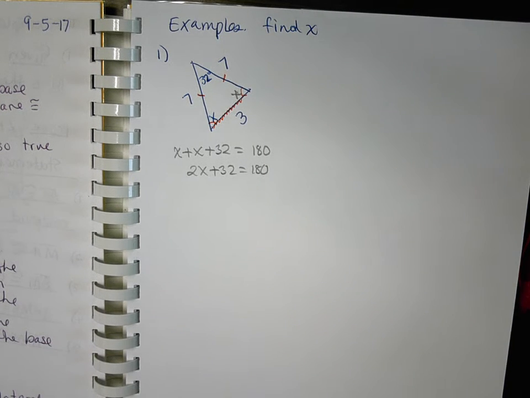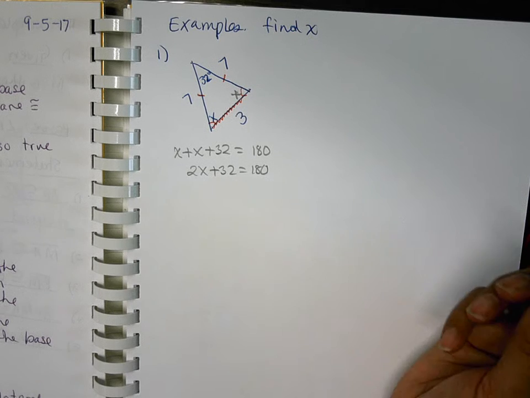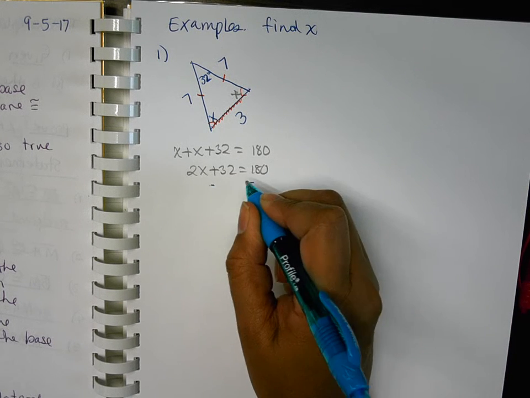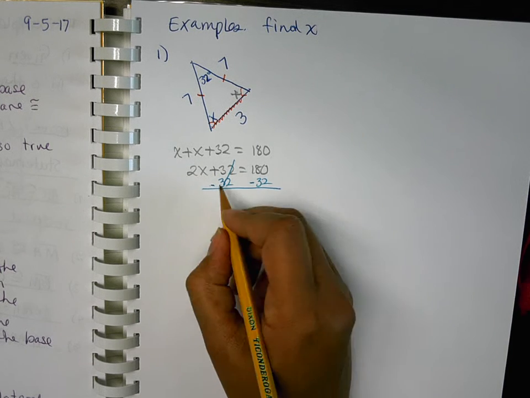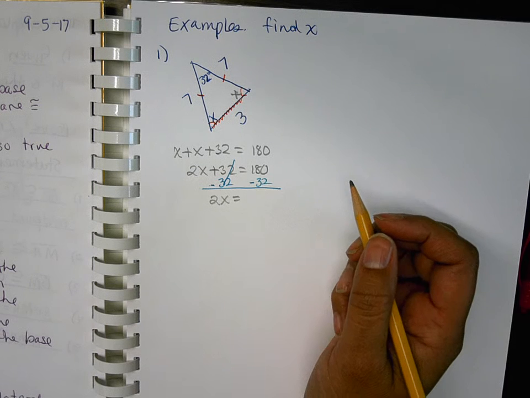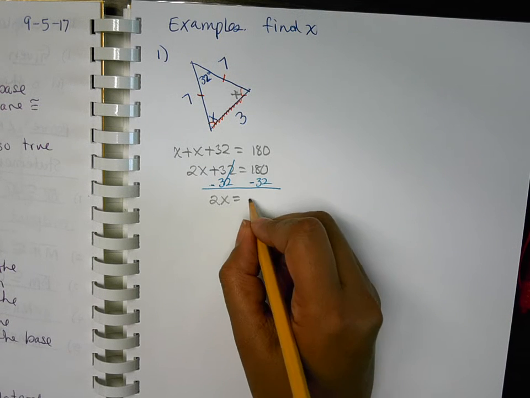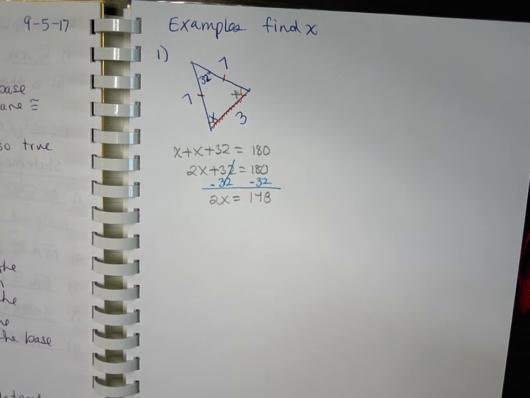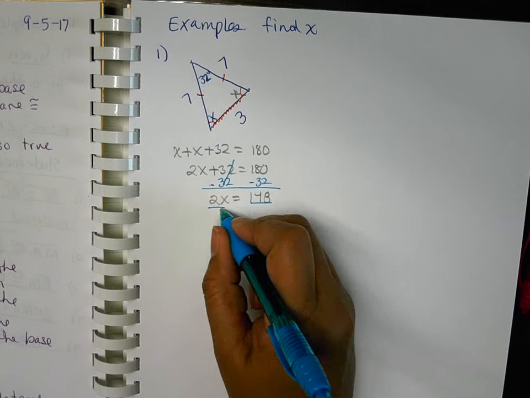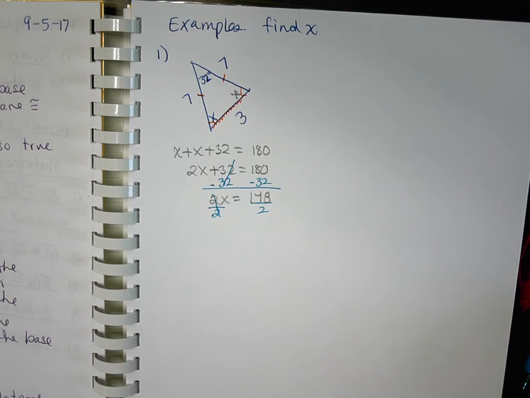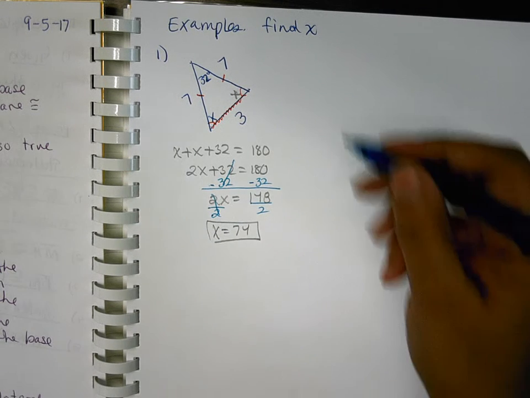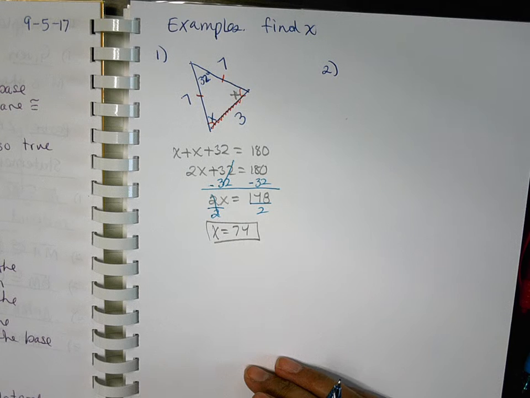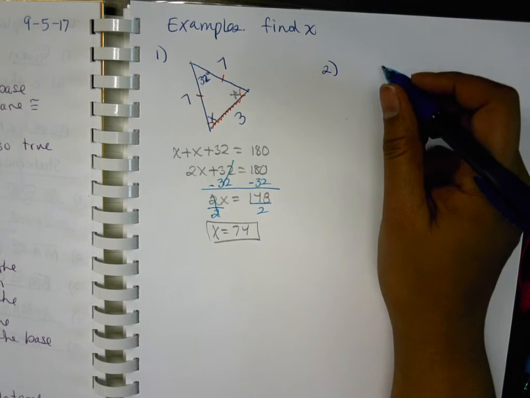Jordan, can you give me the next step? Subtract 32 from 180? It's okay. And that gives me 2x. Has anybody subtracted already? 148. 148? And Jordan, can you give me the last step? Divide by 2. And x equals 74. All right. Any questions on that one? Does it make sense? Yeah. Okay. Next one.